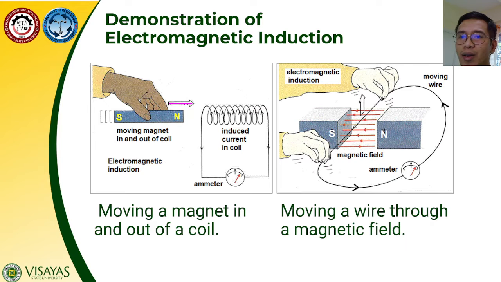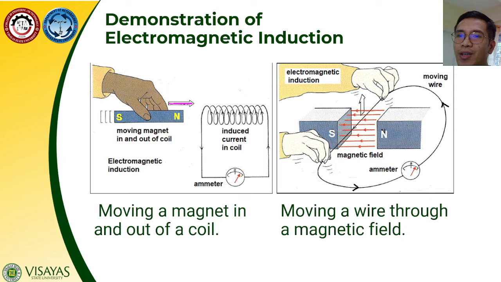There are actually several ways we can increase the induced potential difference and therefore the current flow. First one, moving the wire or the magnet faster. So if we move the wire or the magnet faster, we increase the rate of the magnetic field passing through the wire in which the current is induced. So therefore, mas dako ang potential difference nga ma-induce. Second, using a more powerful magnet. So through this, we can increase the magnetic flux passing through the wire.